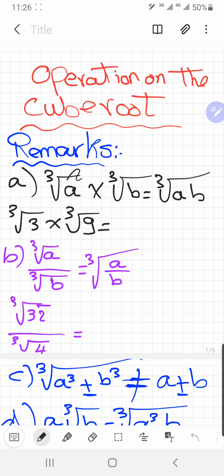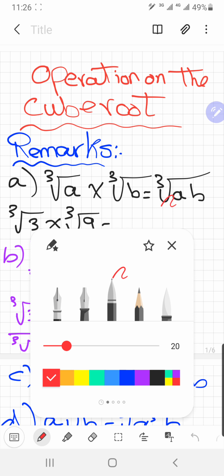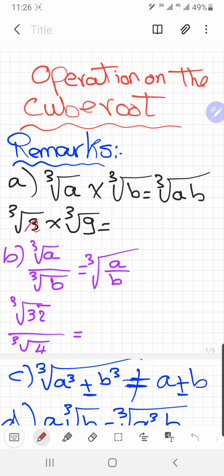First of all, the cubic root of a times the cubic root of b will be the cubic root of a times b. Here is an example: cubic root 3 times cubic root 9, so I make it cubic root of 3 times 9, which is 27. Does cubic root 27 have an answer? Yes, it is exactly equal to 3.